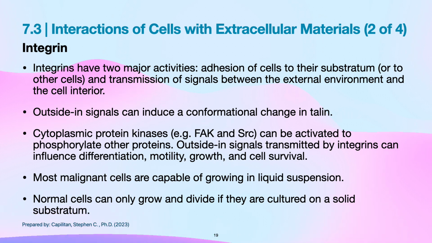Cytoplasmic protein kinases such as FAK and SRCs can be activated to phosphorylate other proteins. The outside-in signals transmitted by integrins can also influence differentiation, motility, growth, and cell survival. Most malignant cells are capable of growing in liquid suspension, and normal cells can only grow and divide if they are cultured on a solid substratum. So these malignant cells, or the tumor cells, can grow in liquid suspensions.